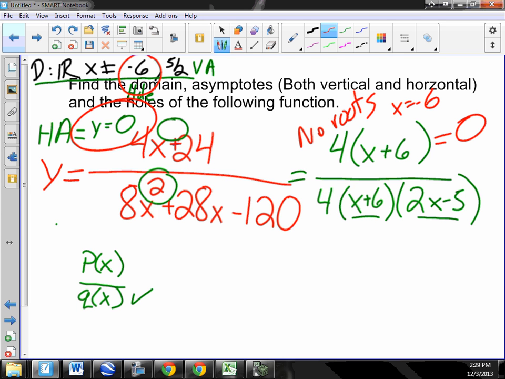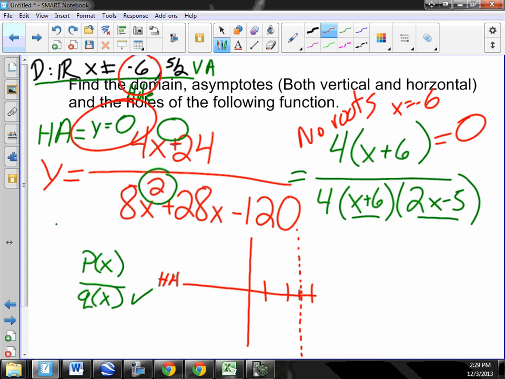Okay? So here's what we do. I'm going to draw a graph. I know a couple things. I know that the x-axis is my HA. All right? I also know I have a VA at 2.5. Everybody agree? So 1, 2, 2.5. So I have a vertical asymptote right there.